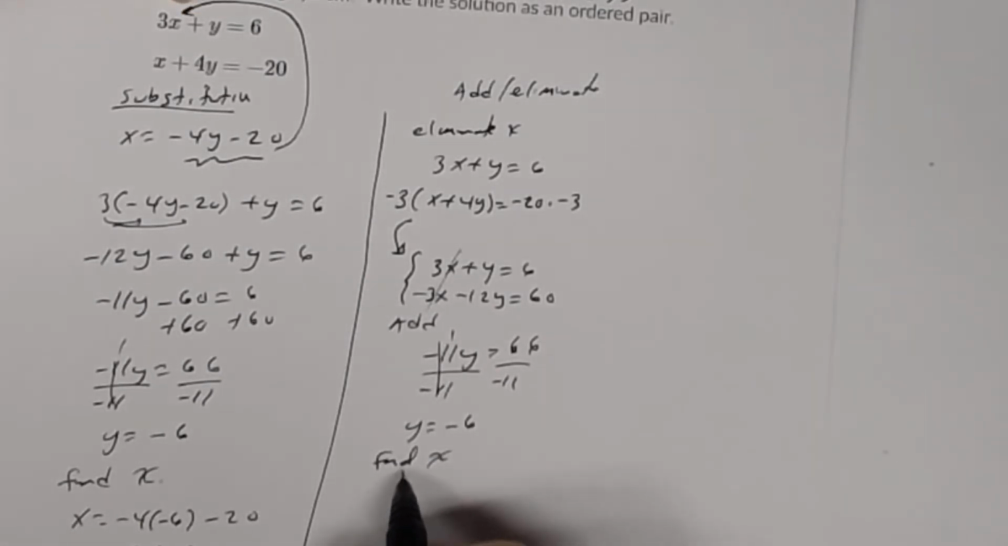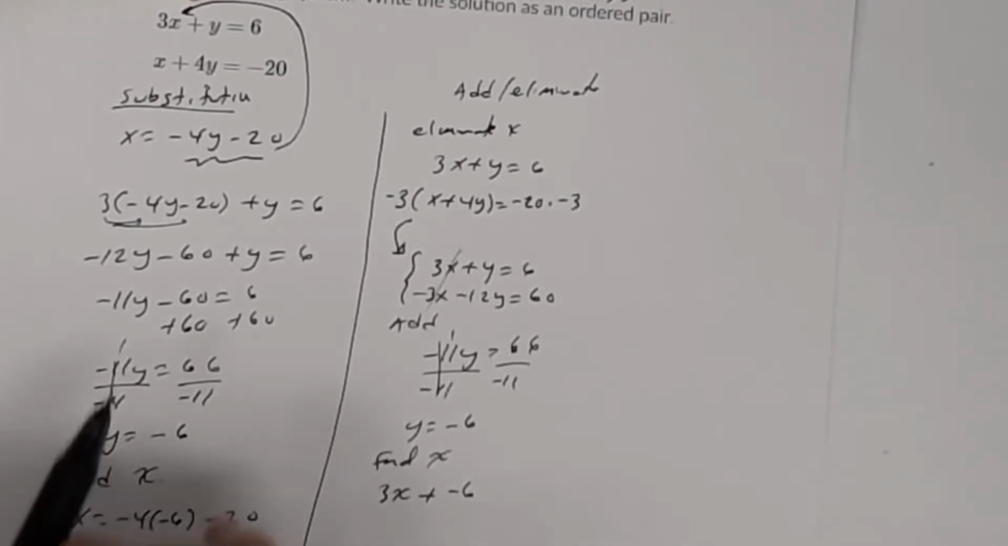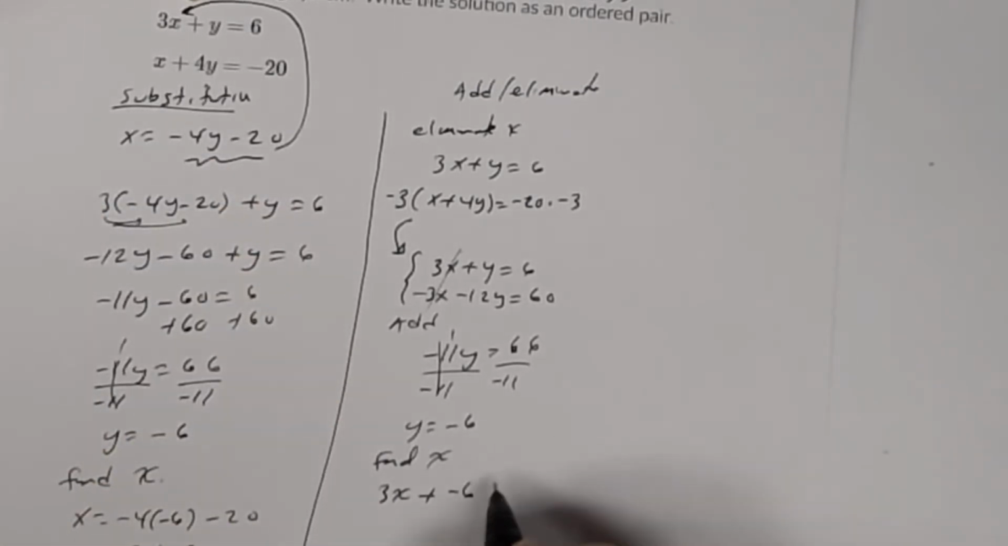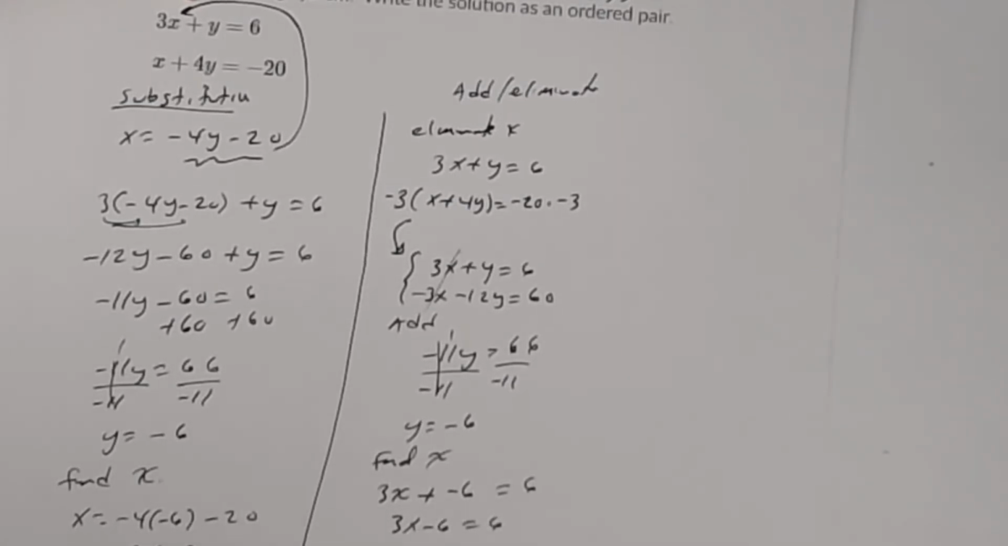I'm rewriting the first one. Wherever I see the variable y, I'm going to substitute negative 6. So I get 3x plus negative 6. Do you see that y right here? Negative 6 equals 6. Now I'm going to rewrite this a little better. So that's 3x minus 6 equals 6, right?